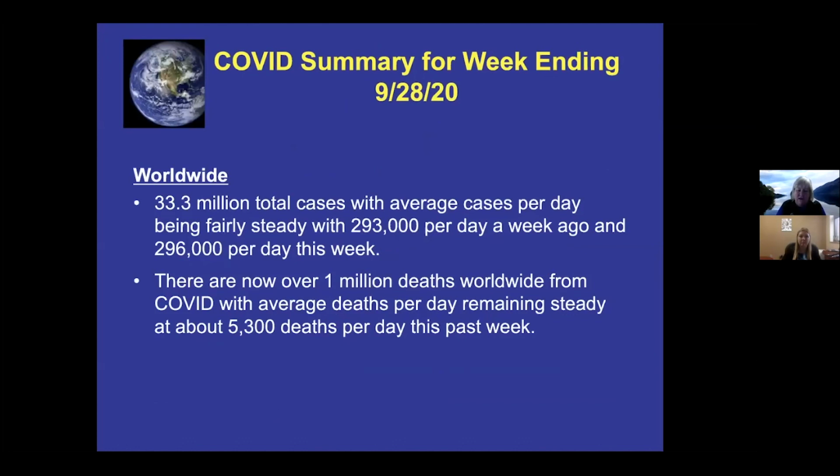Worldwide, we did hit a milestone this week with over 1 million deaths worldwide from COVID. The average deaths have stayed pretty steady. There's 33.3 million total cases, with the number of cases per day at about 293,000. It's going to 296,000 this week. So that's been pretty steady as well. So the world is steady, but nationally it's not as good as what we see worldwide.